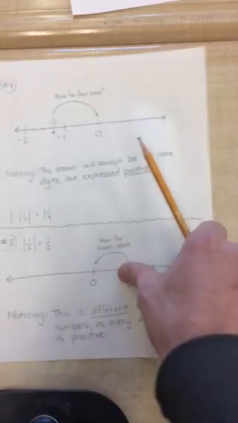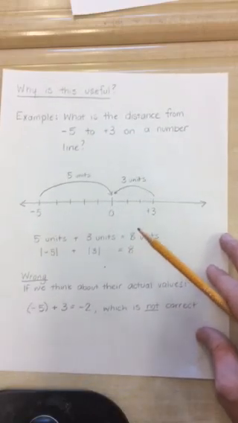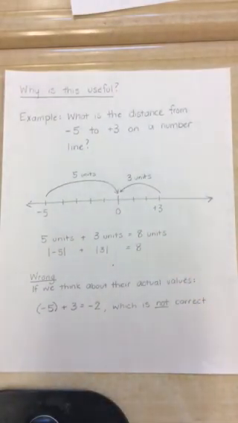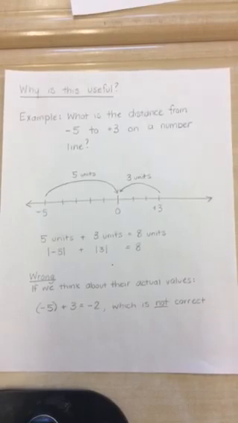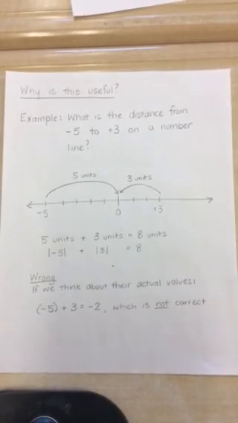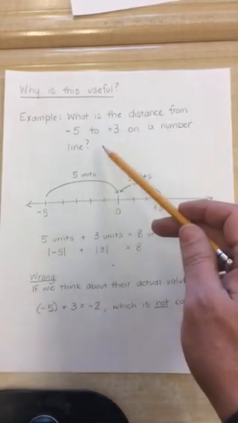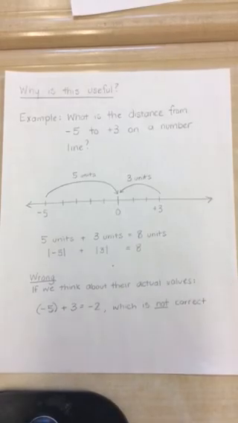Okay? Now, why is this useful? Some kids I notice will sometimes say, well, you're just telling me to write the number again, but positive every time? Yes, but that's not why this is important. I just gave an example here. Anything that deals with distance is going to use this thought process. So if you had a problem on a worksheet that might say, what is the distance from -5 to +3 on a number line? You could think through absolute value.